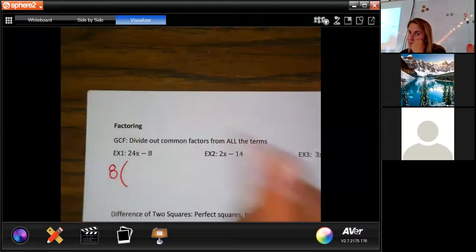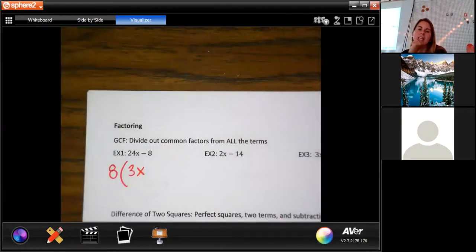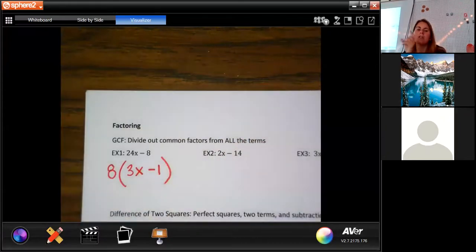And when you divide 24 by 8, you get 3. And we didn't do anything with the X, so the X stays in there. And when you divide 8 by 8, you get 1. So make sure you do have the holding spot of 1 and you don't leave it blank, because you're dividing, not subtracting. When I say take out, I'm not meaning subtract, I'm meaning divide. So you're dividing out a number. If you were to go back and multiply, you should end up with your original answer.